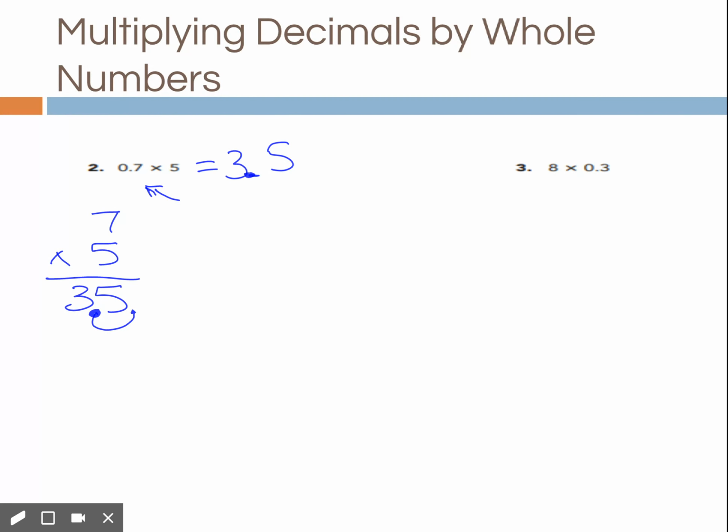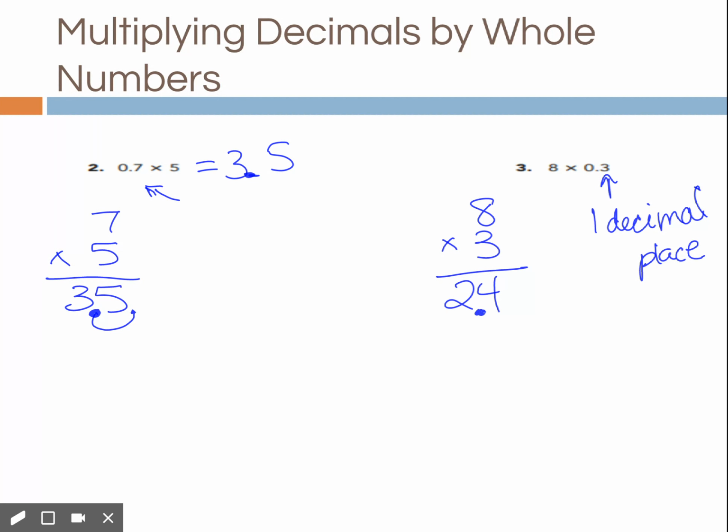8 times 0.3. Again, I'm going to ignore my decimal and do 8 times 3, which is 24. So now in 0.3, I see again I have one decimal place. So in my answer, I need one decimal place. So that means I put my decimal in front of my 4. So 8 times 0.3 is 2.4.